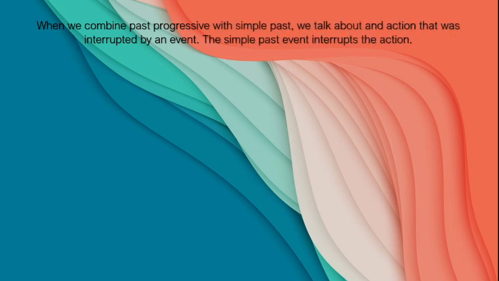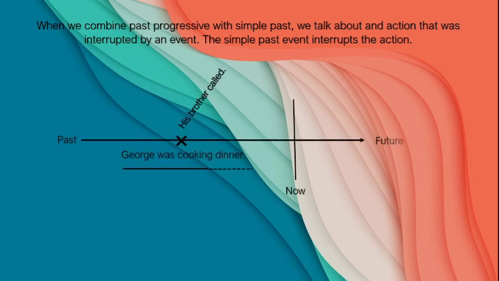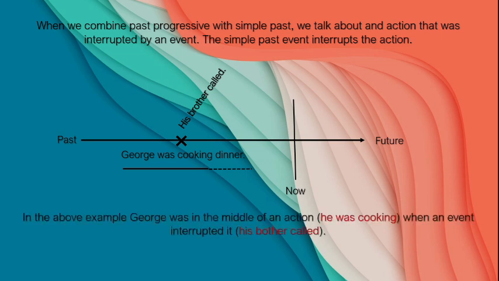When we combine past progressive with simple past, we talk about an action that was interrupted by an event. The simple past event interrupts the action. Let's look at the following example. In the above example, George was in the middle of an action. He was cooking when an event interrupted it.